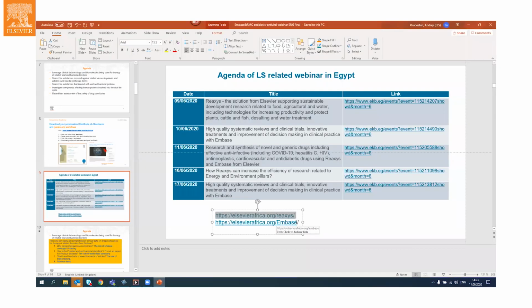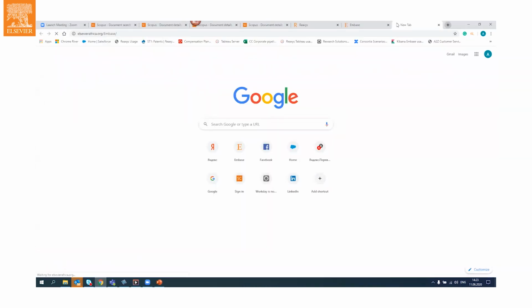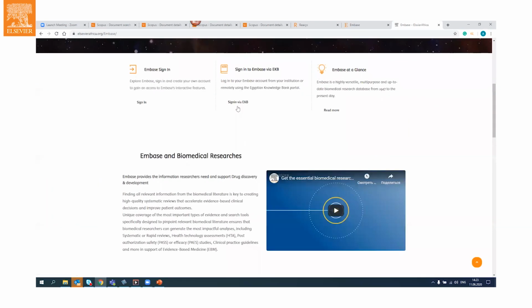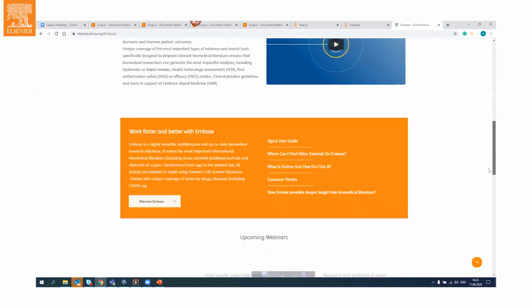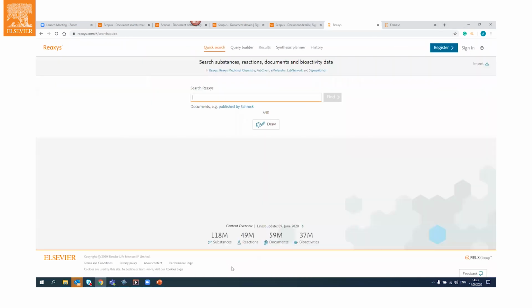The same is available on the Embase landing page. So you can find the information about Embase, about user guides for Embase, how to get access to Embase. This is a link. So you can fully get the benefits of the landing page and the webinars which we have prepared.